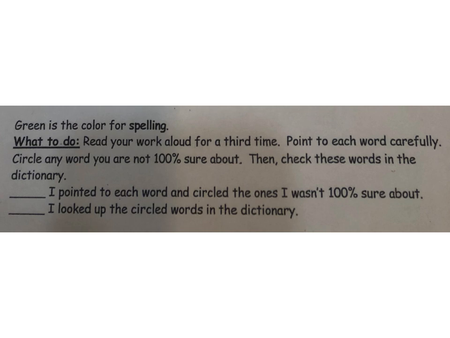Now, this sheet was created before the kids had Chromebooks and they wrote their work on paper. And it called for them to look at their work on the paper, pointing to each word one at a time. And if there's any word they weren't sure about, I asked them to circle it. Then they would go to the dictionary and look it up. Now, the process is different.